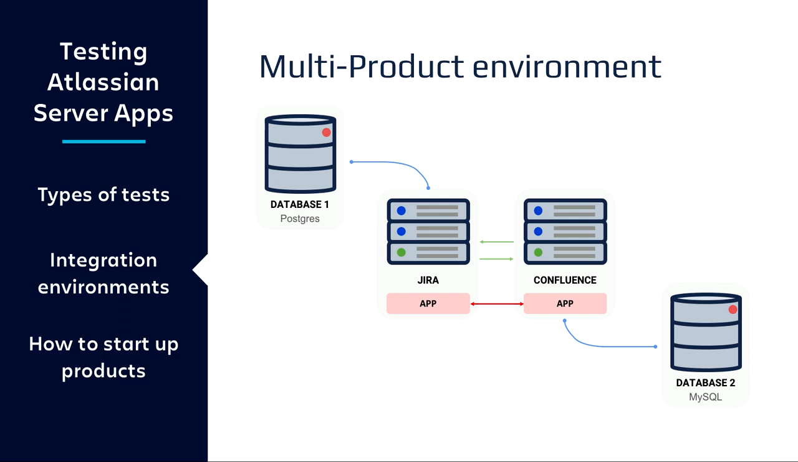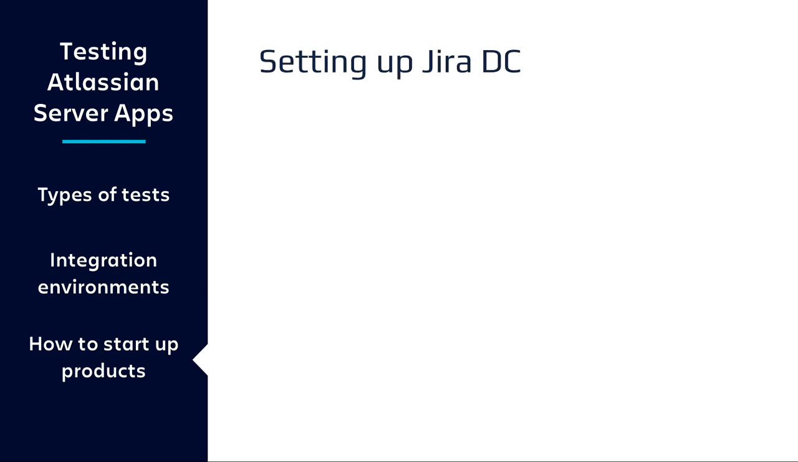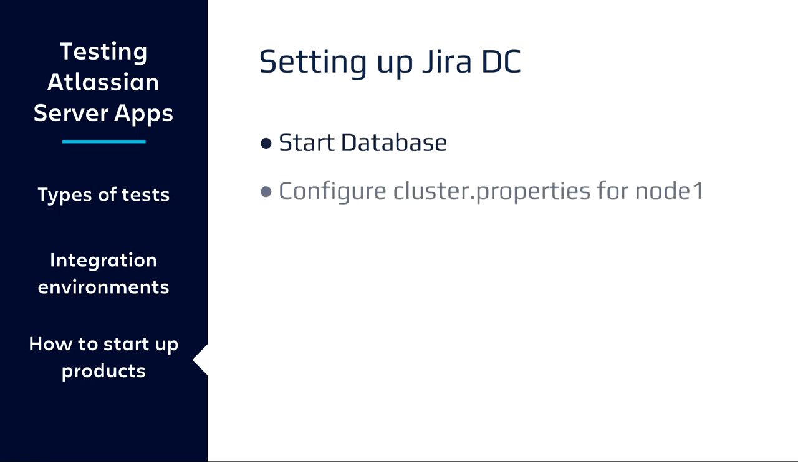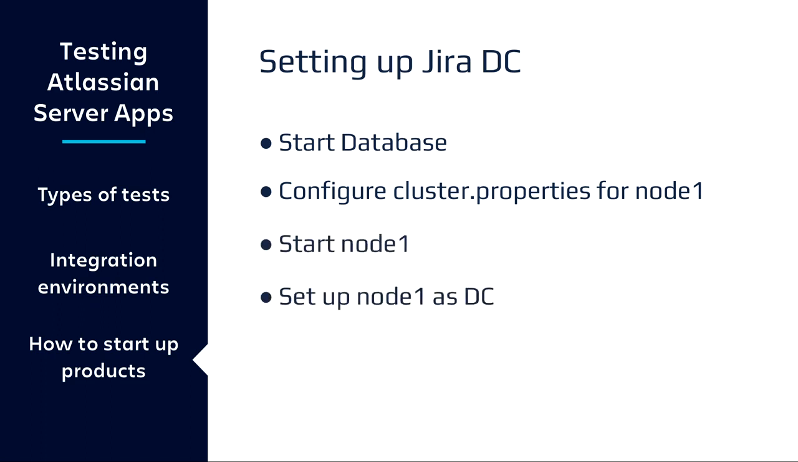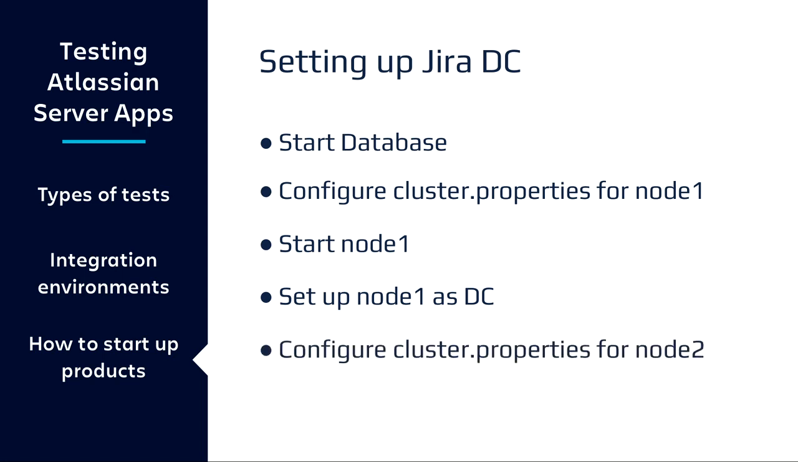So let's briefly take a look at the minimum set of actions you need to run to just set up the Jira data center. Basically, we need to start the database. We need to configure the property files. We need to start the node itself. We need to set up the node as a data center. We need to configure the second node file, and we need to start the second node. And then we will install our app into the running product instance, and only by that moment we will be able to run integration tests.